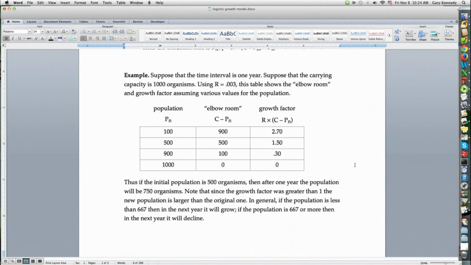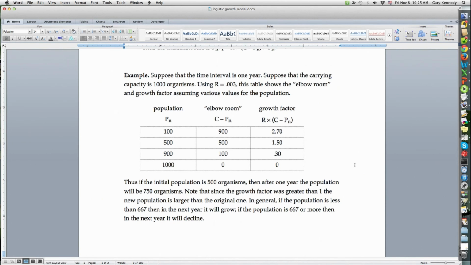As I mentioned below that table, if the population happens to be greater than a certain number, 667, then next year the population will actually decline. Whereas if the population is less than that magic number, 667, then in the next year it will grow.